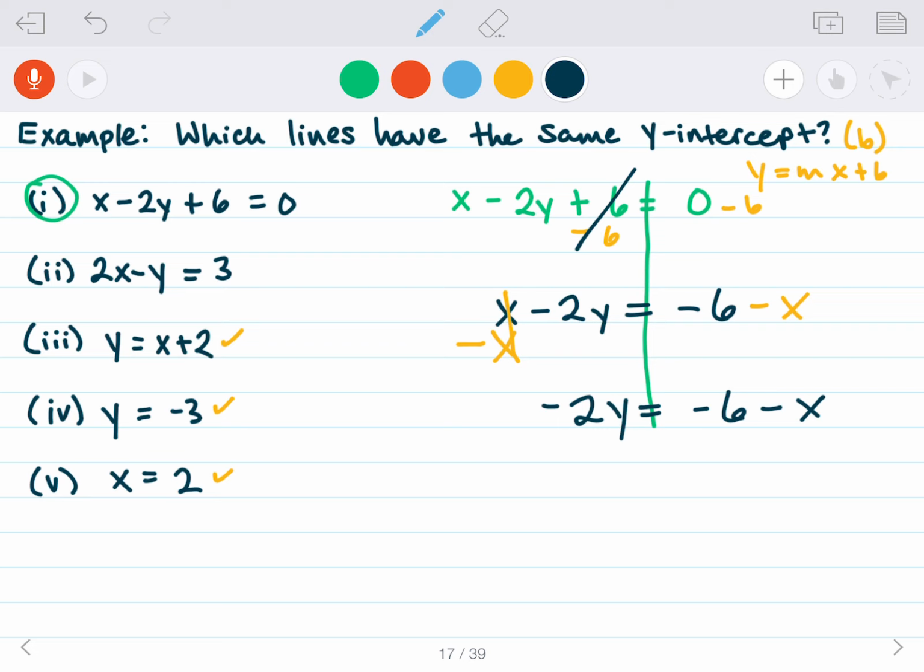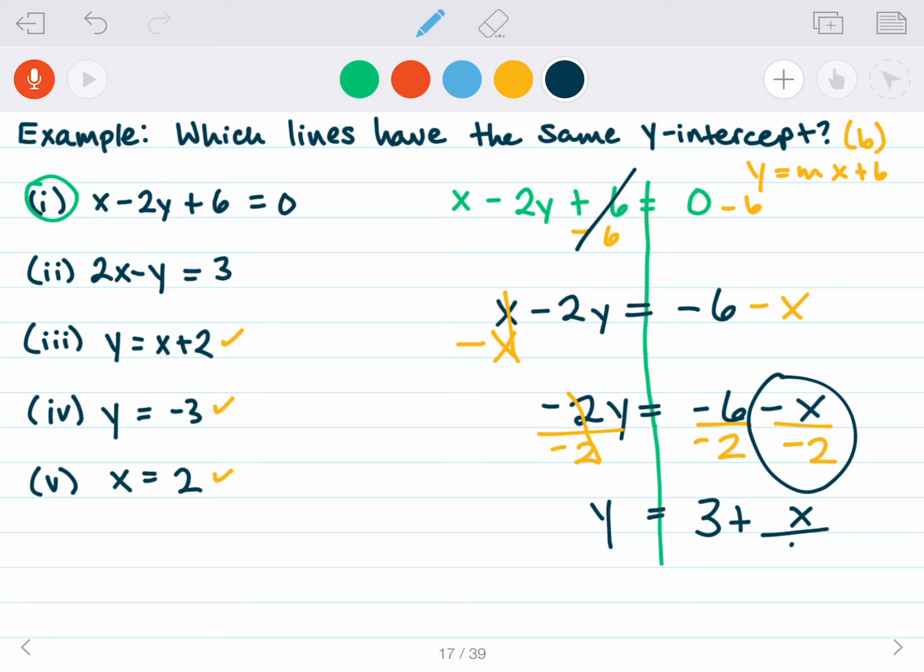And finally, I want to divide both sides by negative 2 to get y alone. So I have to divide everybody by negative 2, both of these guys. I have two terms, negative 6 and negative x. They both need to be divided by negative 2. So when I do that, I get negative 6 divided by negative 2 is positive 3. A negative x divided by a negative 2, those two negatives make a plus, right? So this is just plus x over 2.